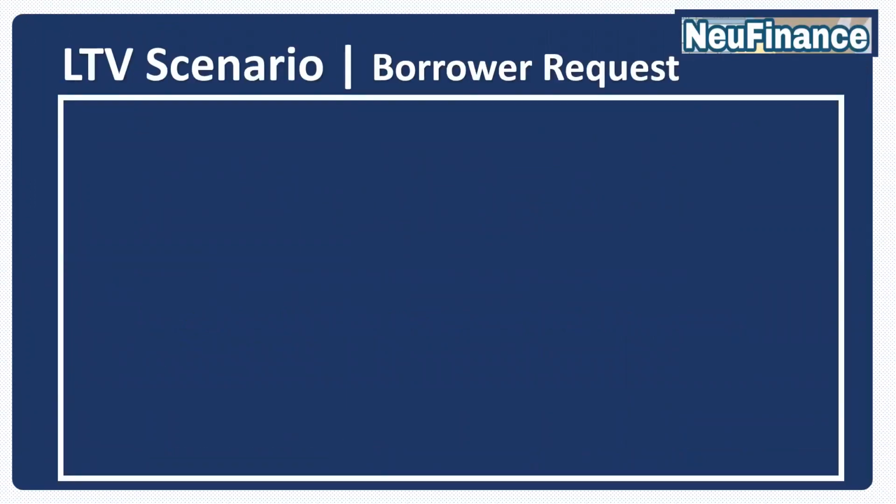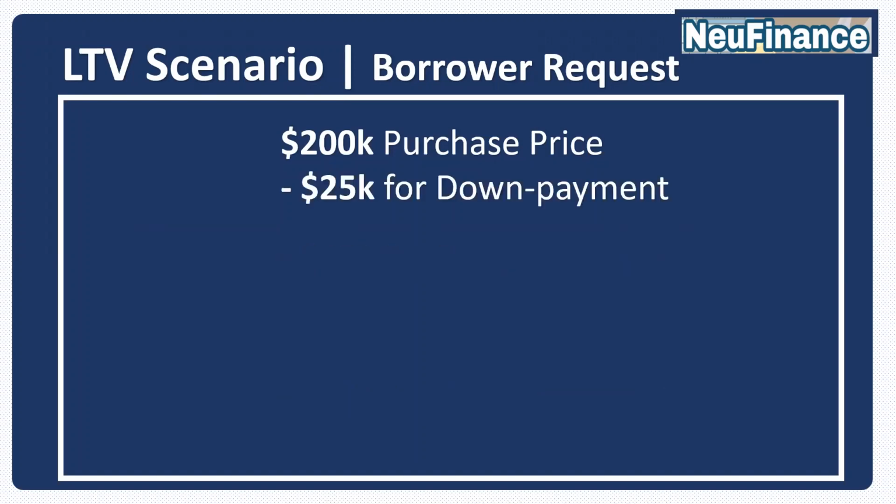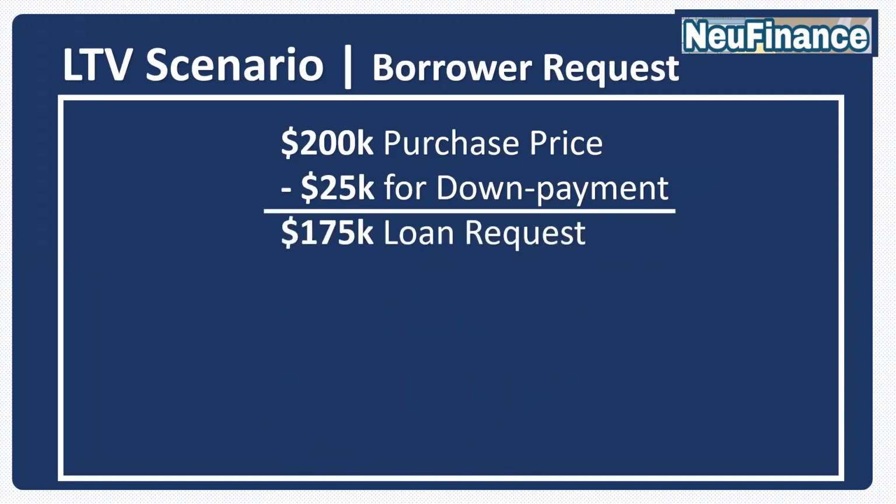Let's start off with the borrower's request, because this is typically what we see first in our loan to value scenario. Let's say there's a borrower looking to purchase a property. The purchase price is $200,000. The borrower has $25,000 for a down payment. They tell you, hey, I got $25,000 to put into this. So if we do the math, that comes out to a $175,000 loan request. I need $175,000 to buy this property.